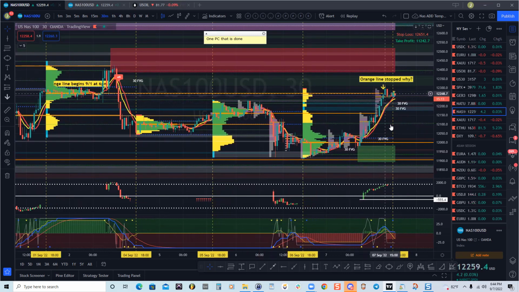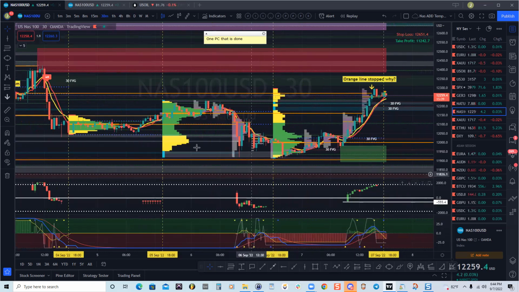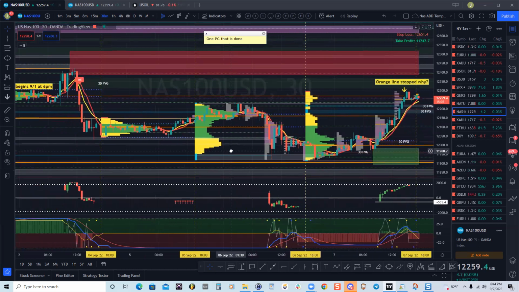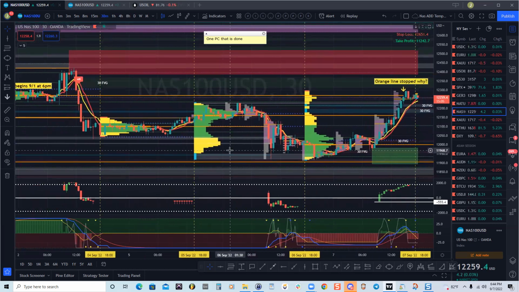But on the 4th of September at 18, there was a big red bar that went through it, right? Is that not violating it? That's not a candle though, is it? No, the one that goes way back, 4th September. Which one? This one? Yeah, that's one. Well, it started here.